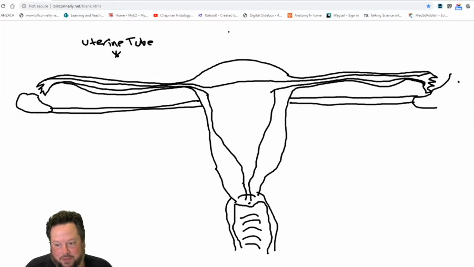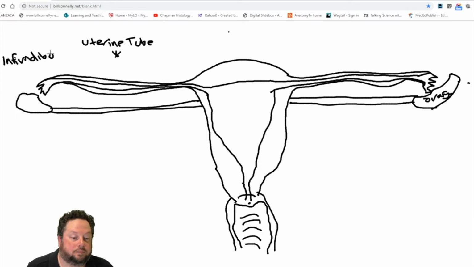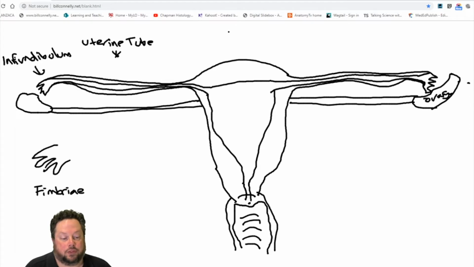Okay, so here's our ovary, and then we can subdivide the uterine tube into different regions. Here we have the infundibulum. The infundibulum contains those little finger-like projections, which we refer to as fimbriae. They have very ciliated epithelium there.